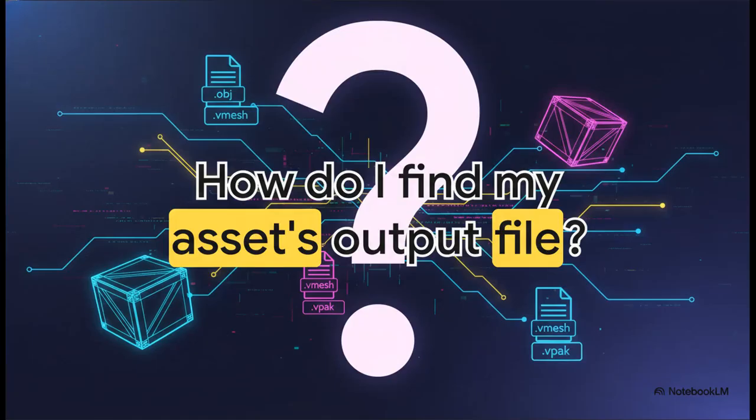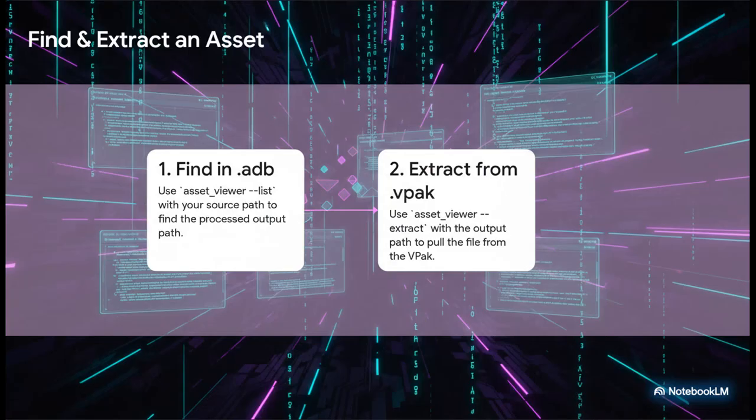This is the #1 question you're going to ask. You have a source file, say crate.obj, but what did it become? What's its final exact path inside the VPak after being processed? It's a really simple 2-step dance. First, you ask the asset database. You use Asset Viewer to search the .adb for your source file name. It'll spit back the exact output path.